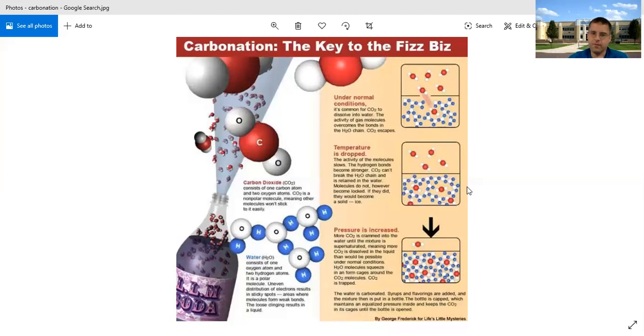So that finishes off mostly solubility of a gas in a liquid. So make sure you pay attention to this and take notes. This is very, very interesting.